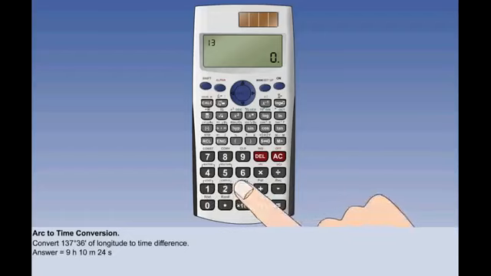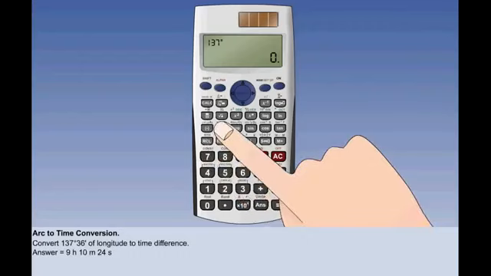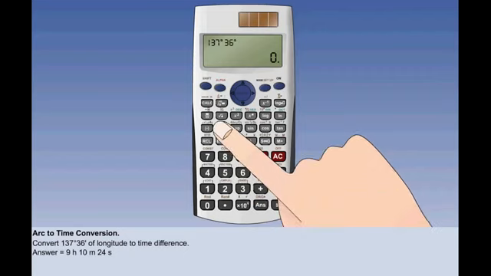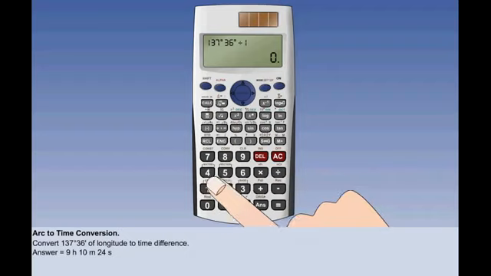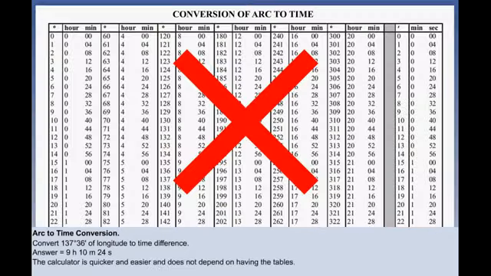Press 137. Then press the DMS button. This little square appears. Then enter the minutes. Press 36 and then the DMS button. Finally, press divide 15 equals. This is a good deal quicker and easier than the tables, and it means that you can still solve these conversions even if the tables are not included as part of the exam.